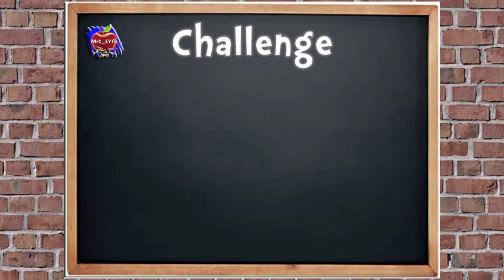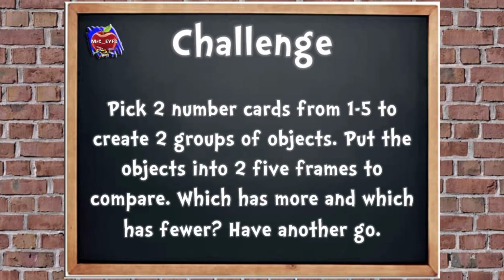Right, so here is your challenge. Are you ready? Right, you're going to pick 2 number cards from 1 to 5. And then you're going to create 2 groups of objects. When you've got your 2 groups, put them into 2 5 frames to compare, just like we've been doing. And then you've got to look and think which has more and which has fewer. And then when you've done that, you can have another go. So get 2 more number cards and get 2 more groups of objects, put them into 2 5 frames, and then compare them. Which has more and which has fewer.